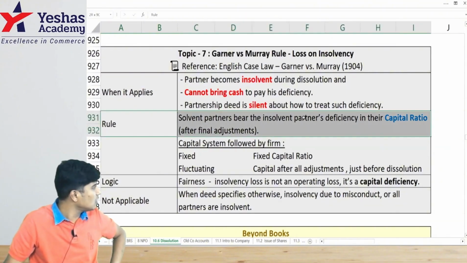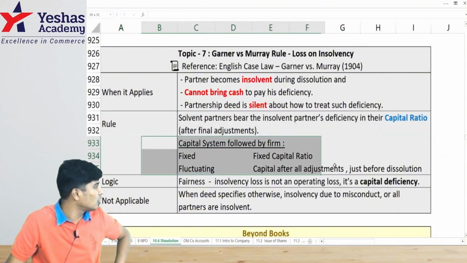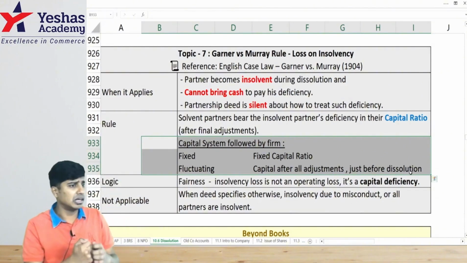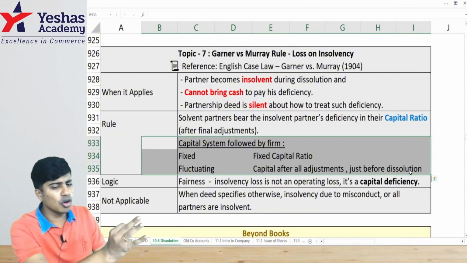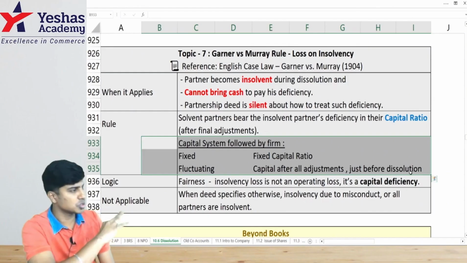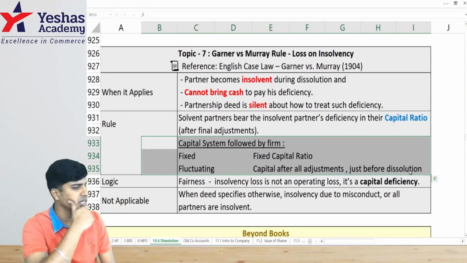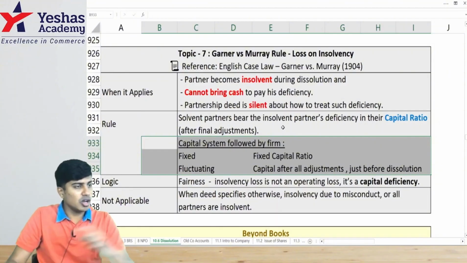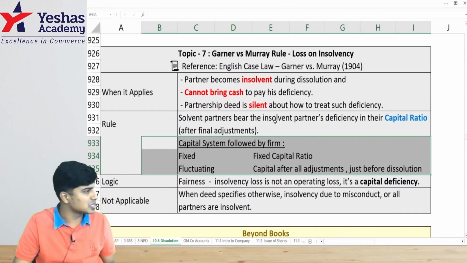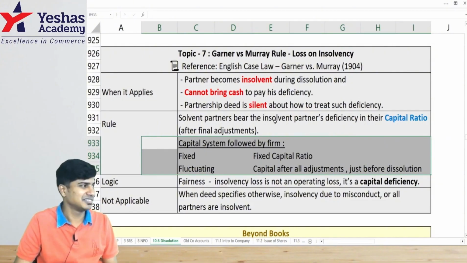When we say capital ratio, which capital ratio? It depends upon the capital system followed by the entity. If the firm follows the fixed capital system, then the fixed capital ratio is used. If the firm follows fluctuating capital, then the capital just before dissolution, before starting the dissolution process, whatever that capital is, that capital ratio has to be taken. This is not applicable when one of the partners does misconduct. This is not applicable when all the partners become insolvent. When all partners become insolvent, that's called deficiency. We'll discuss that next.